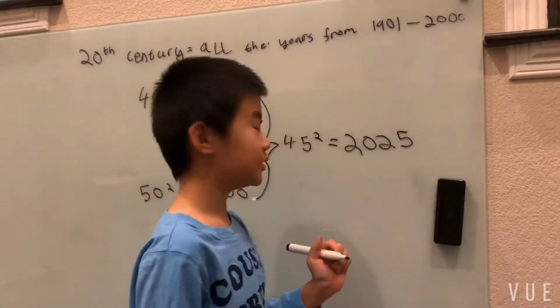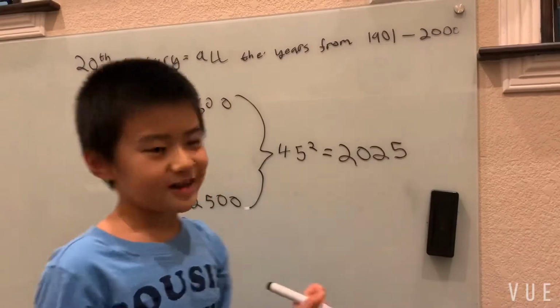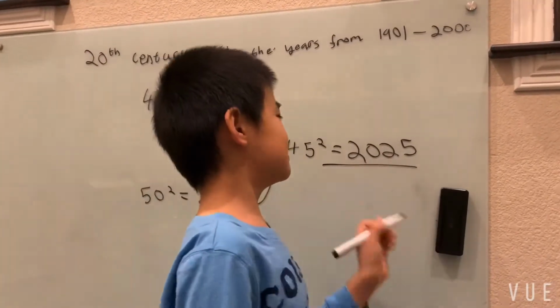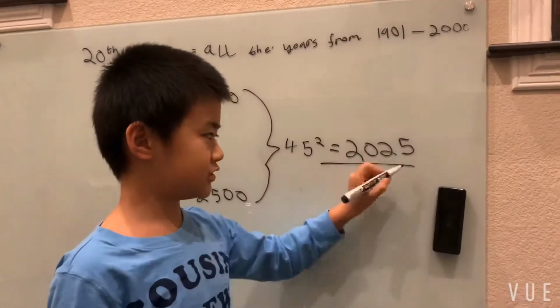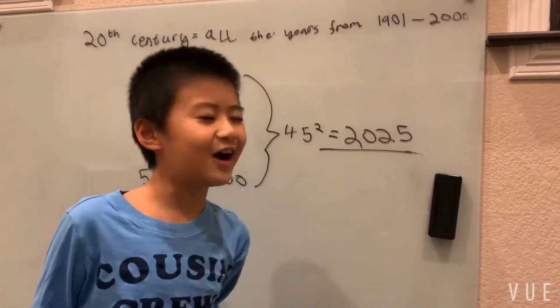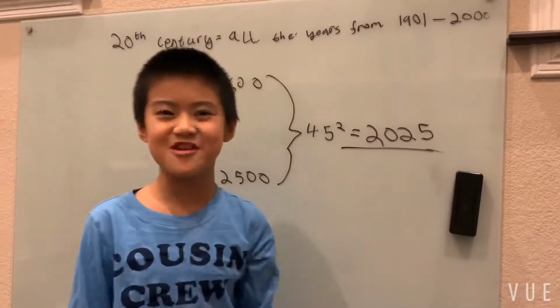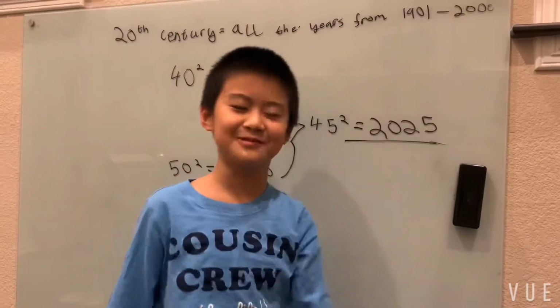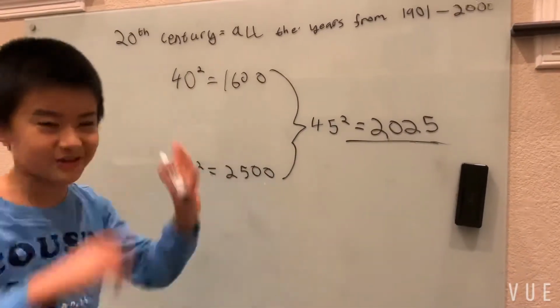And 45 squared is just 2025. What's that? Oh, you want to know why I know 45 squared is 2025? I use my super secret squaring technique. Maybe I'll tell you about that later. But first we'll focus on the problem, okay?